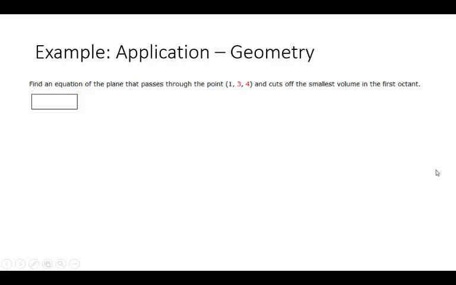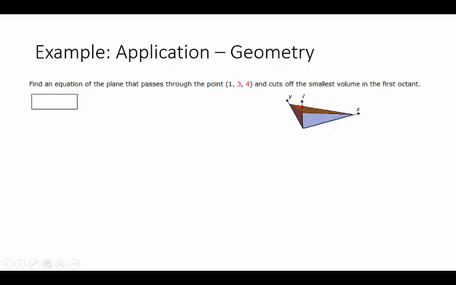One last example. Let's do an example using an application to geometry. It says find the equation of a plane that passes through the point 1, 3, 4 and cuts off the smallest volume in the first octant. So this is kind of a tricky problem. Let's take a look at this.